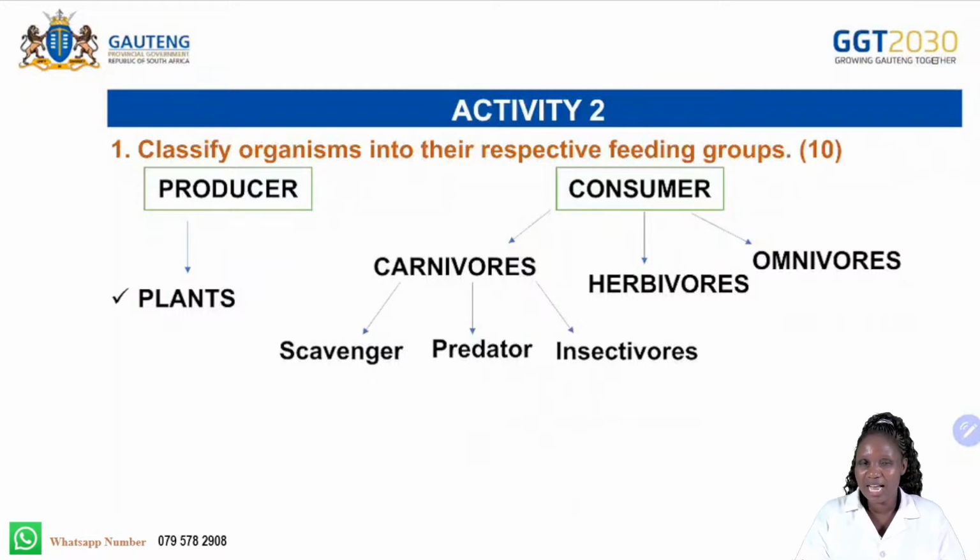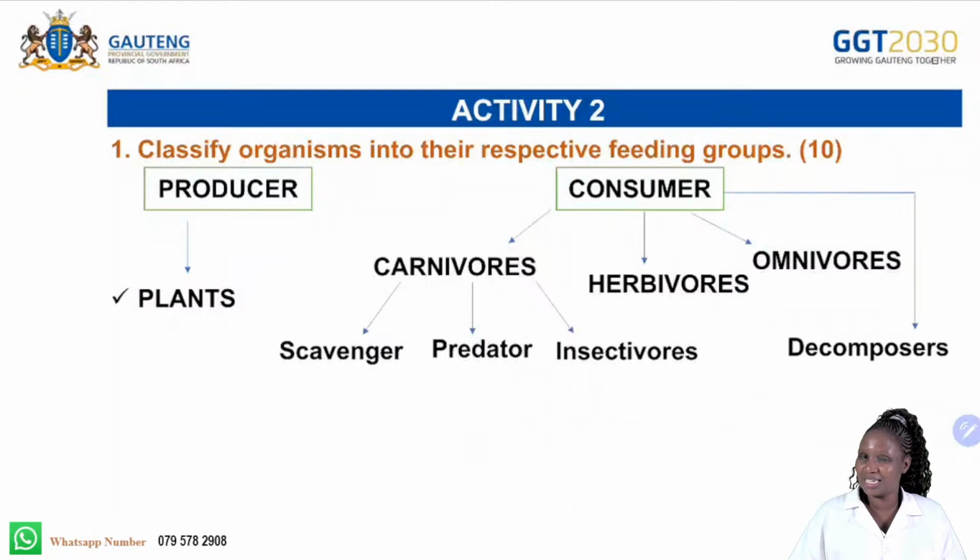We've got different types of consumers. We've got the herbivores, we've got the omnivores, we've got the carnivores. And under carnivores, we've got 3 different types of carnivores. We've got scavengers, predators, and insectivores. All right. And then we've got the most important one, the decomposers.